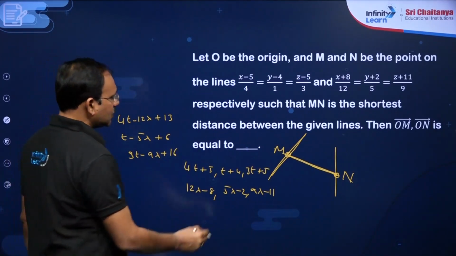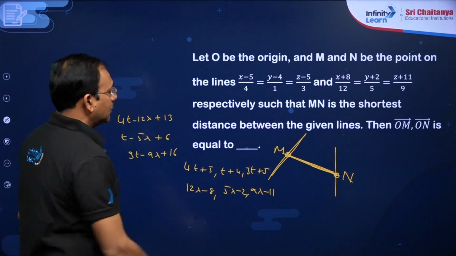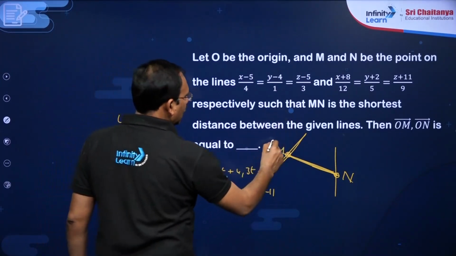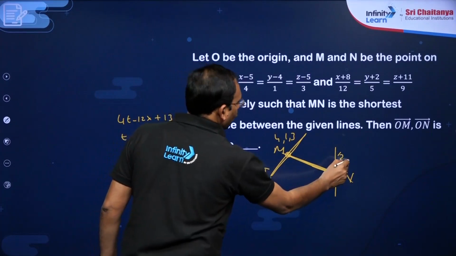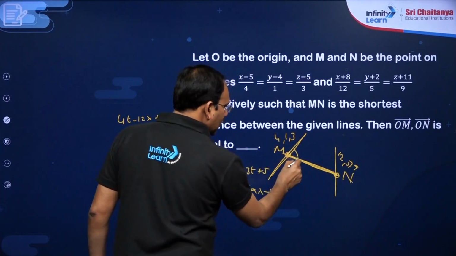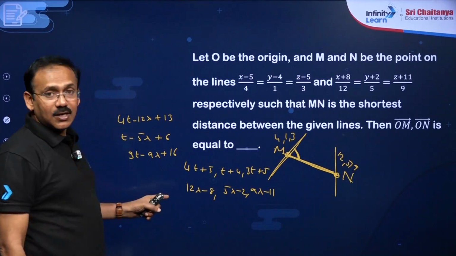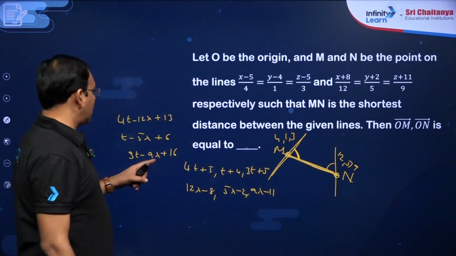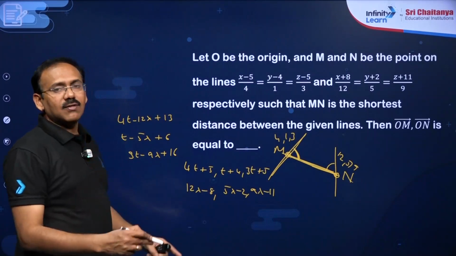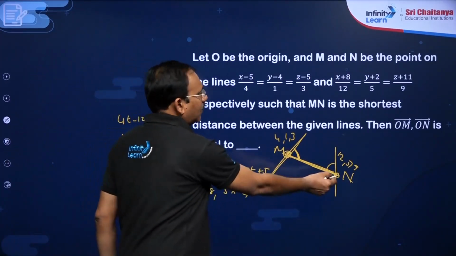Okay, this is going to be the DRs of MN, and already the DRs of the first line are 4, 1, 3, and of the second line are 12, 5, 9. You just apply the dot product of this with the first equal to 0. You will get one equation in t and lambda. The dot product of these two is 0, and you will get another equation in t and lambda. You solve this, you will get the lambda value and t value, so that you will get point M and point N.